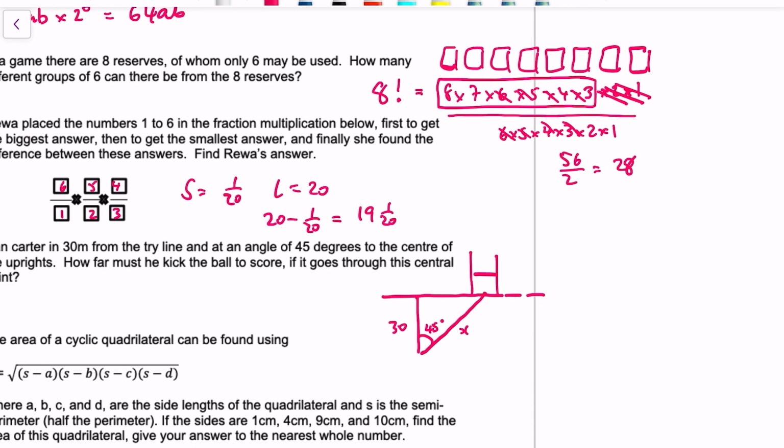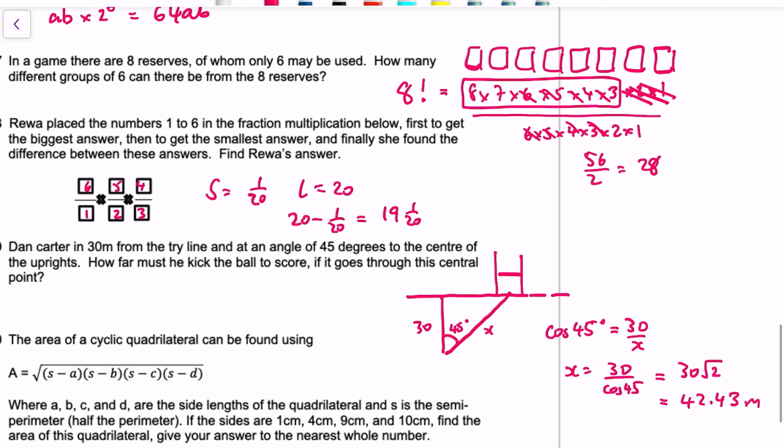Trigonometry. Adjacent and hypotenuse are known. Cos of 45 degrees is equal to 30 divided by x. So x is equal to 30 divided by cos of 45, which is the same as 30 times the square root of 2 if you work it out in exact form. 30 times the square root of 2 using my calculator, or just 30 divided by cos 45, is 42.43 metres. You don't need units in Mathex, but the question's asking for metres.